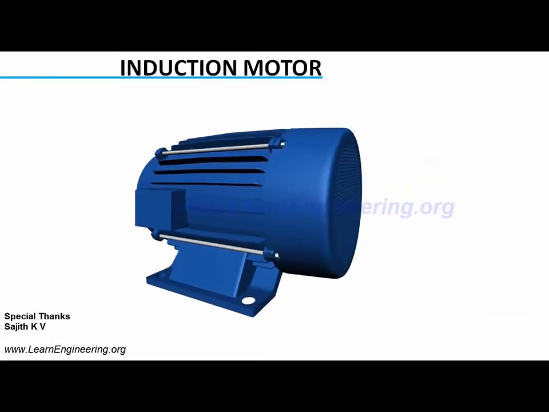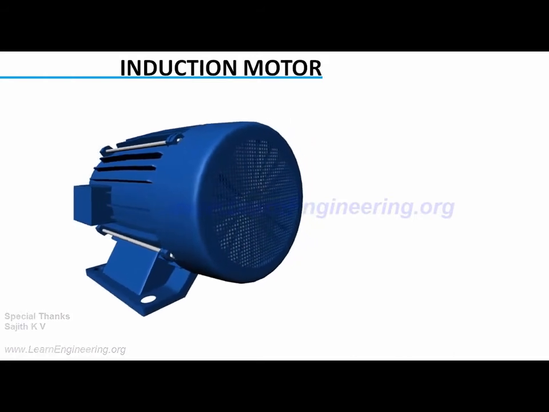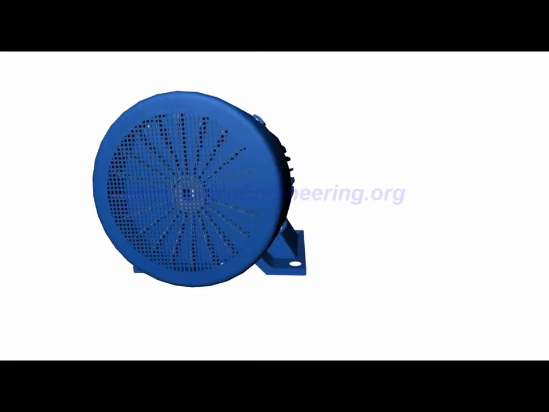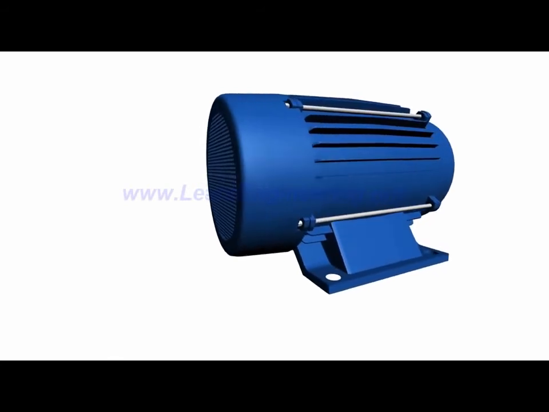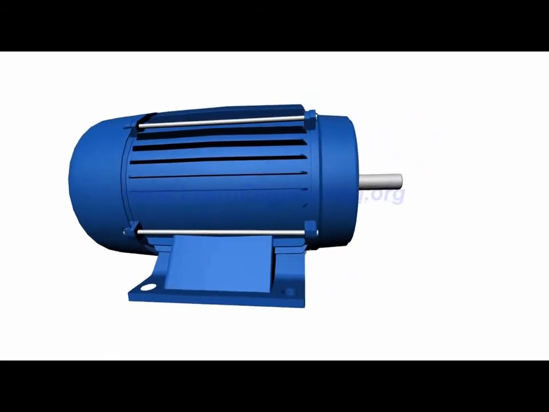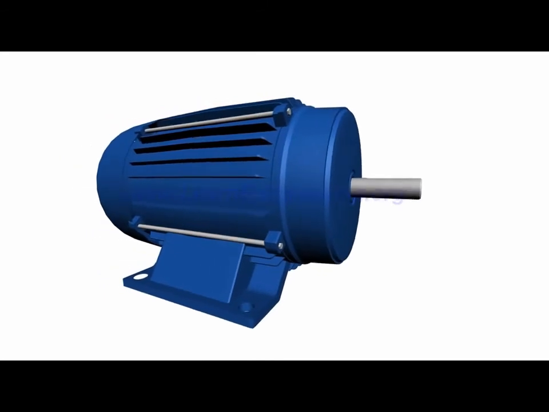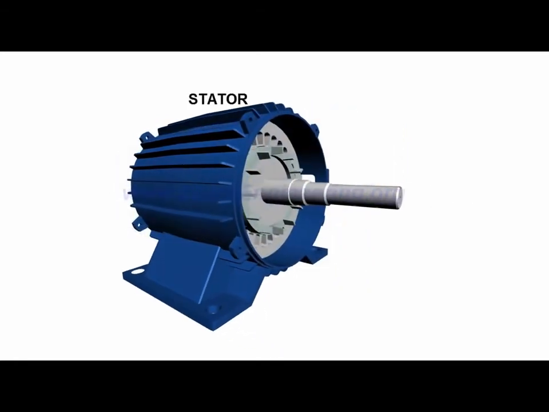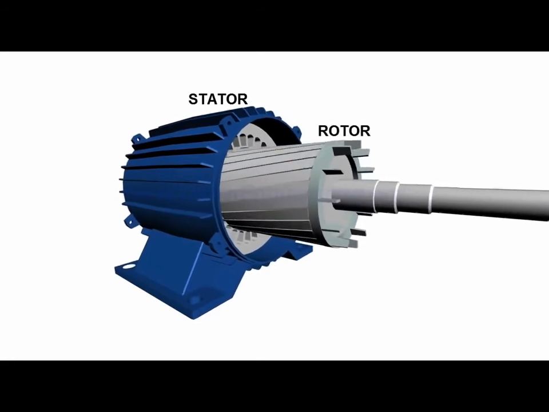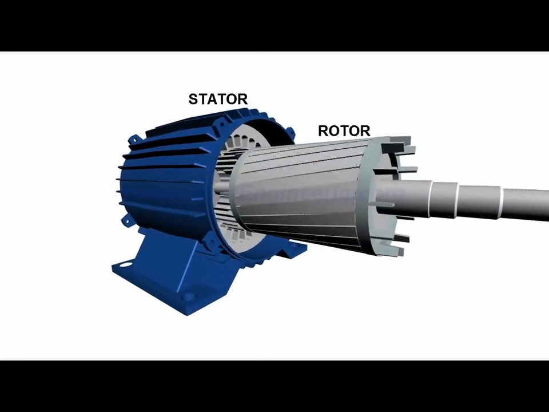Induction motors are the most commonly used electrical machines. They are cheaper, rugged, and easier to maintain compared to other alternatives. In this video, we will learn the working of a three-phase squirrel cage induction motor. It has two main parts: stator and rotor. Stator is a stationary part, and rotor is the rotating part.